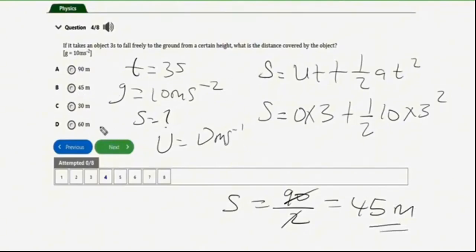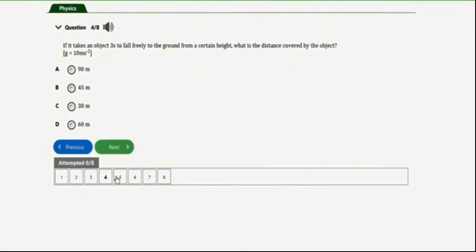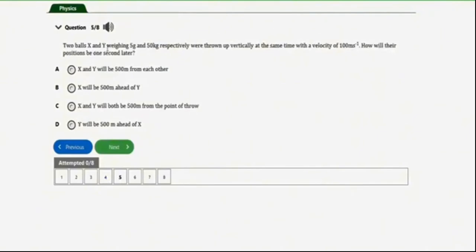Let's wipe this now, solve the next repeated question. Okay, so the next repeated question will be this question. It says two balls x and y weighing 5 gram and 50 kilogram respectively are thrown up vertically at the same time with a velocity of 100 meters per second. How will their positions be 1 second later? Now guys, take note of this particular question. I've often seen this question repeated. So let's solve it. Let's get our parameters in the question.